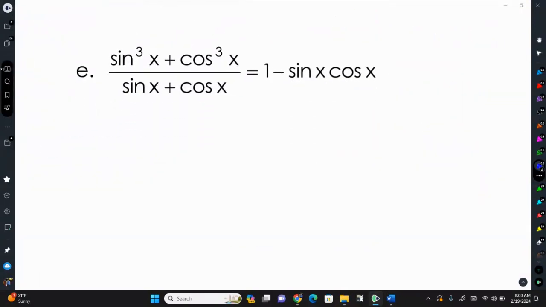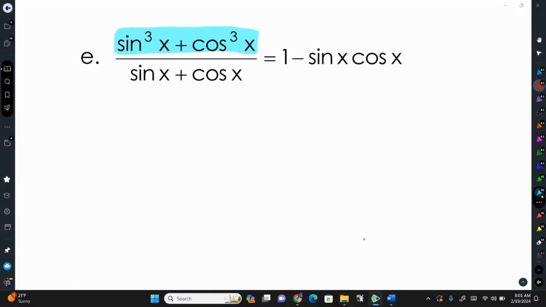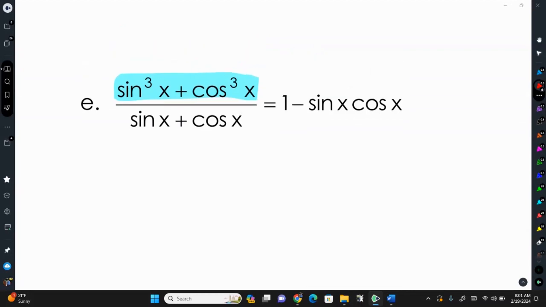Now, this problem, we have sine cubed x plus cosine cubed x over sine x plus cosine x equals 1 minus sine x cosine x. So we're going to work on the left side. And that left side, the numerator, this is a sum of cubes. So we're going to write this out using the sum of cubes formula.